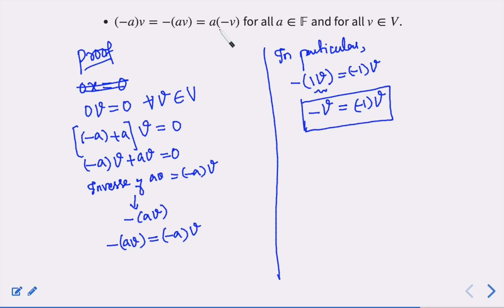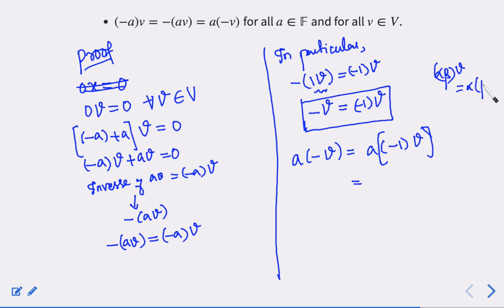Now let's see what about the other part. The a times minus v can be written as a times minus 1 times v, because minus v is actually minus 1 times v. And then I also have the scalar associative property, if you remember, alpha beta times v can be written as alpha times beta v. If you use that property, then I can club these two, so that gives me minus a times v. Correct? So that's what I wanted, right?